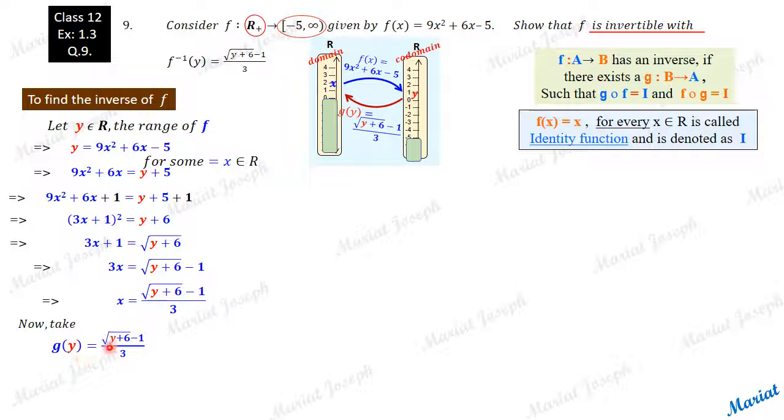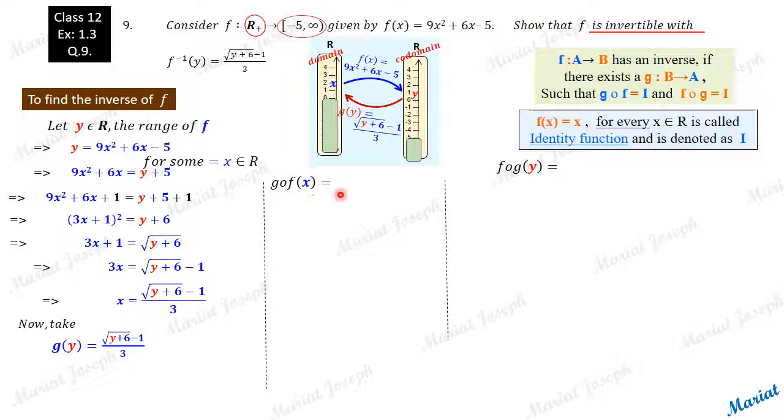Why? We want to show that this g and this f together, when we apply in the composition, form identity functions. Only then this g can be treated as the inverse of f. Let's see, is it possible? GOF, whether it is identity, I'm going to cross check. GOF of x, let's calculate.